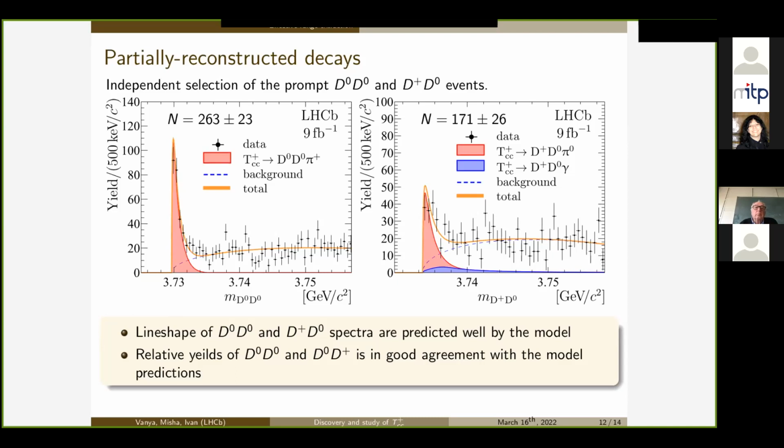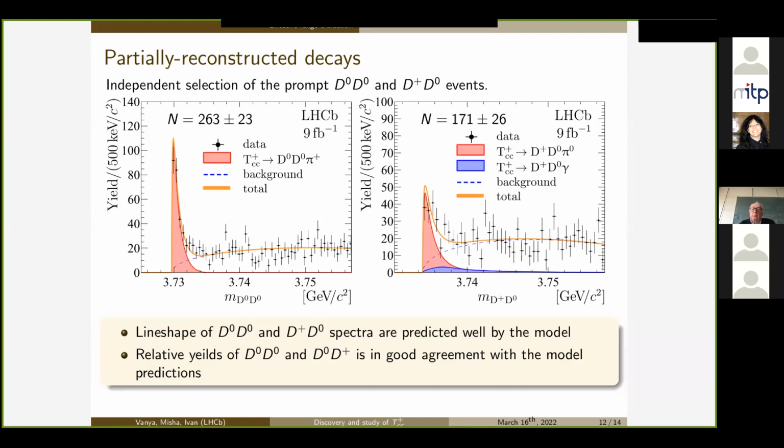Now we can decide that if the tetraquark decays to the DD star, it should give reflections in the spectra of D0 D0 if the pi is missing, or D0 D plus if the pi 0 or gamma is missing. Once we have the amplitude for the decay fixed, we can extract what would be our expected shapes for these reflections, and we plot them on top of the data, and we find a perfect agreement.